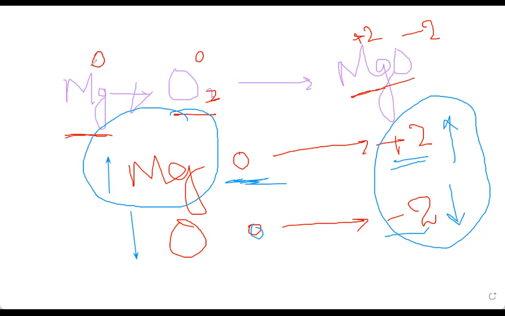Zero. After the reaction, it is losing 2 electrons to the oxygen. So it is becoming +2. Losing electrons will give a positive charge. Oxygen's oxidation state is decreasing. What does it mean? -2.